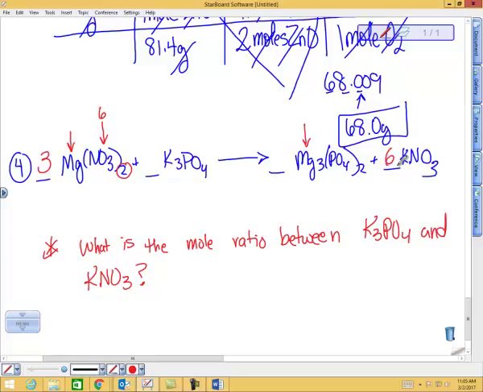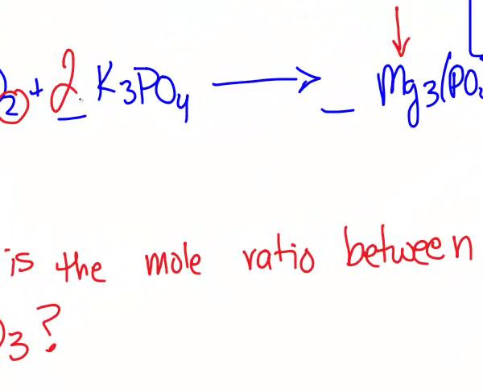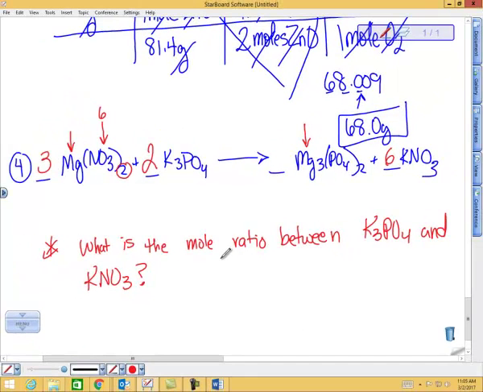That's going to give me 6 potassiums. You see the K? Gives me 6 Ks. Find your K on the left. How do I get 6 over here? Stick a 2. All right. If I put that 2 there, don't forget about your phosphates. How many phosphates you got now? You got 2. But then on the right, you already got 2. That's very nice. Very nice. All right. So let's answer the question. What's the mole ratio between K3PO4 and KNO3?